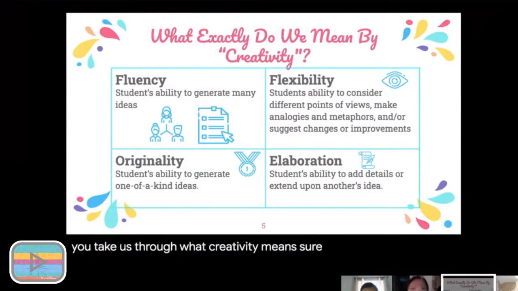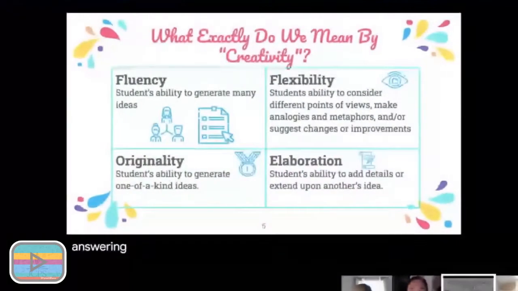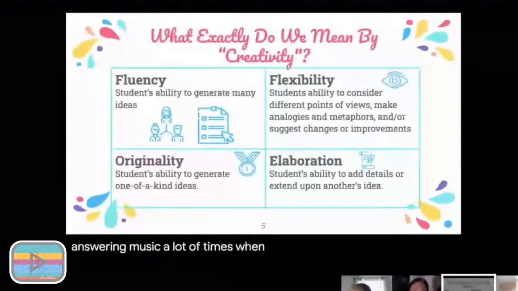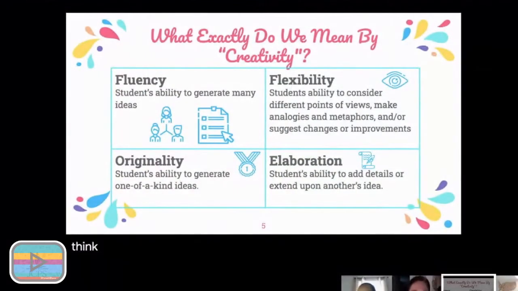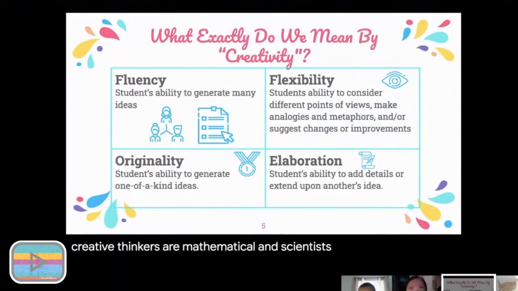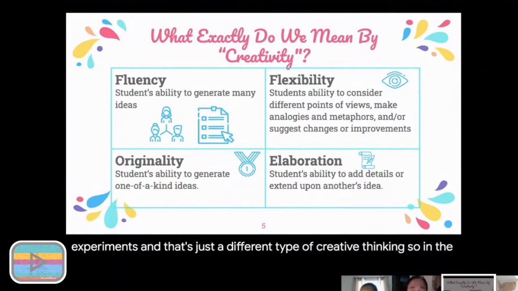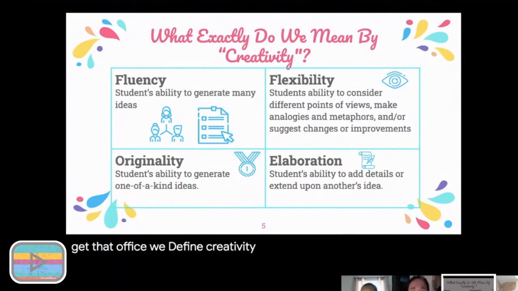Sure. I love that many of you are answering music. A lot of times when we think of creativity, most of us think artistically. But I want you to keep in mind that some of our most creative thinkers are mathematicians and scientists running through experiments. And that's just a different type of creative thinking. So in the gifted office, we define creativity as having these 4 components. The first one is fluency, and that's the student's ability to just generate a lot of ideas.